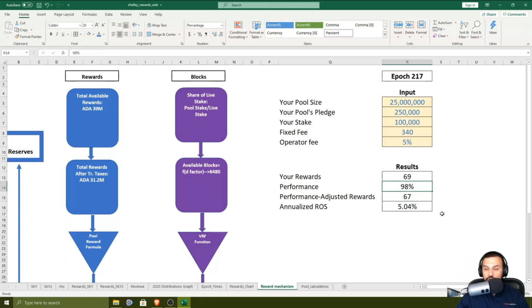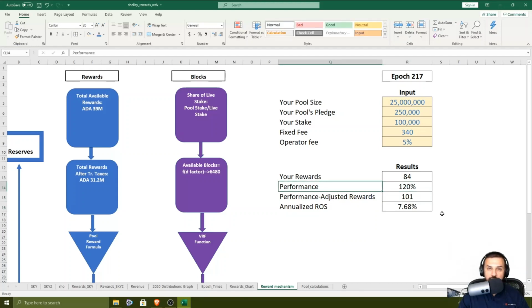Now, what would happen if the pool got assigned more blocks than was expected? Let's say 120% performance. It will increase the number of ADA you will get, and the annualized ROS goes up. I don't think you should pay too much attention to the performance, because over a long period of time, the performance should reflect if the pool is working really well. It should be around 100%.